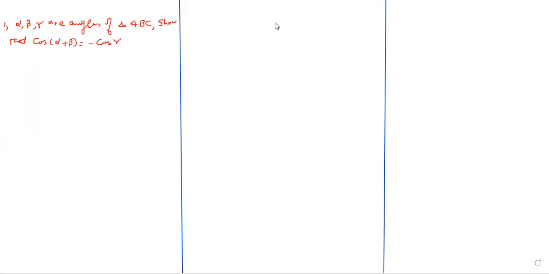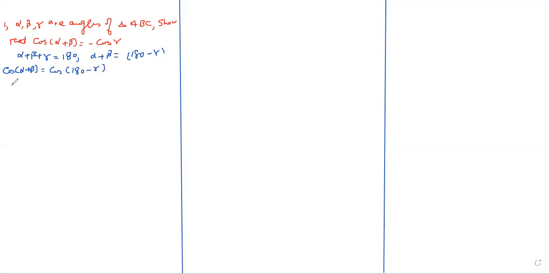Right? So now we have alpha plus beta plus gamma equals 180. So alpha plus beta equals 180 minus gamma. Taking cosine on both sides, cosine of alpha plus beta equals cosine of 180 minus gamma. Applying the cosine fundamental identity.